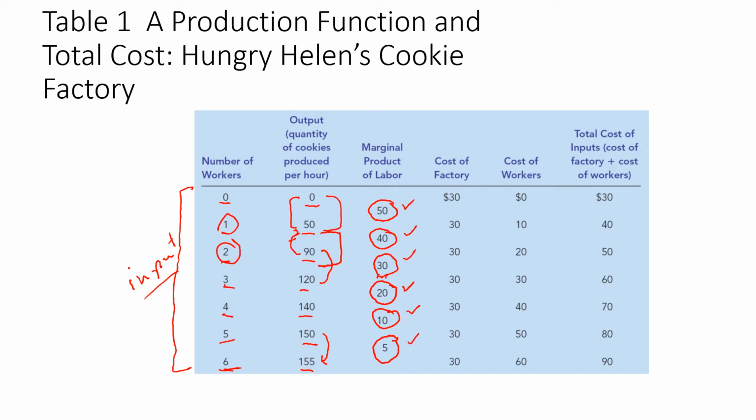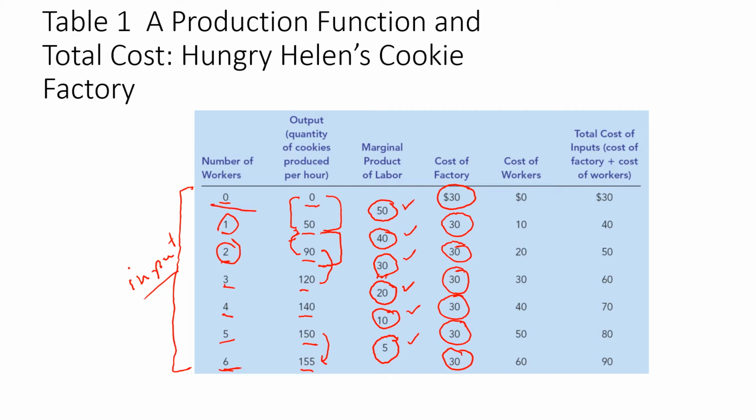You see the cost of the factory. Let's say that is the rent that you are paying each month for the land and the factory that you are using. So that remains the same, whatever labor we are hiring, the cost of the factory is not changing. If you have 6 laborers, you still have to pay the same amount of rent.